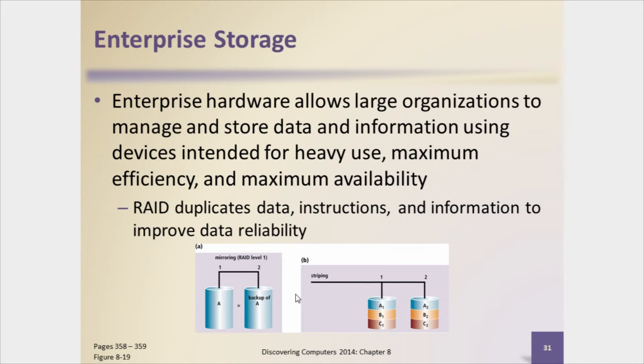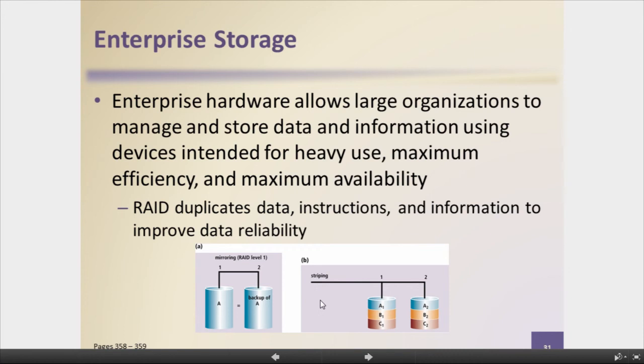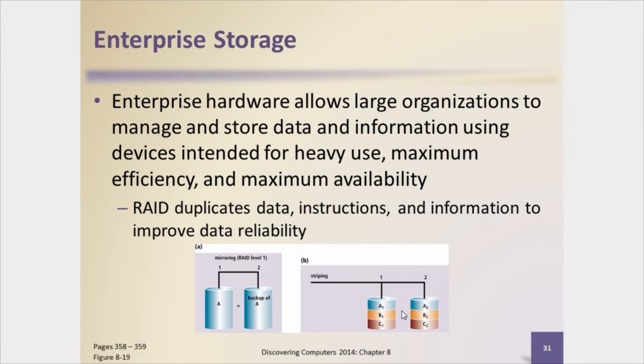Striping refers to our ability to read and write data across multiple disks at the same time. So let's say we have a particular file, and rather than writing that one file to a single hard disk, let's write half the file to the first disk and the other half of the file to the second disk. Well, essentially that doubles the speed of our storage device. It halves the size of the file on each disk. So we're able to significantly increase our storage speed.